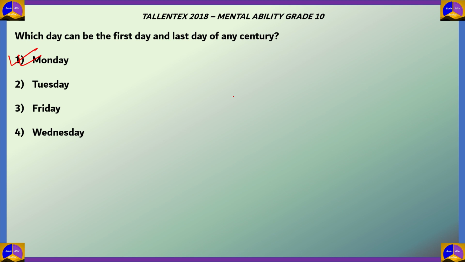Tuesdays are present at the start, but they're not present at the end. Fridays are present at the end, not at the start. Wednesdays are present at the end as well. So the right answer is option 1, Mondays.